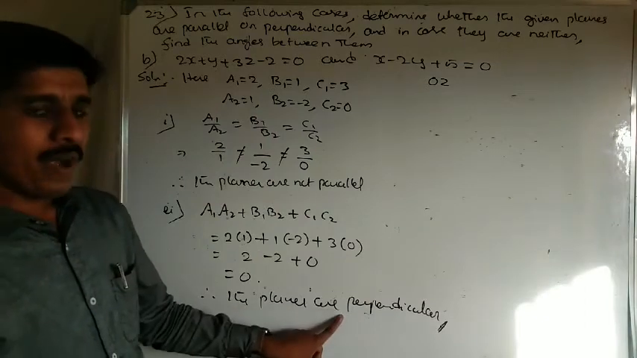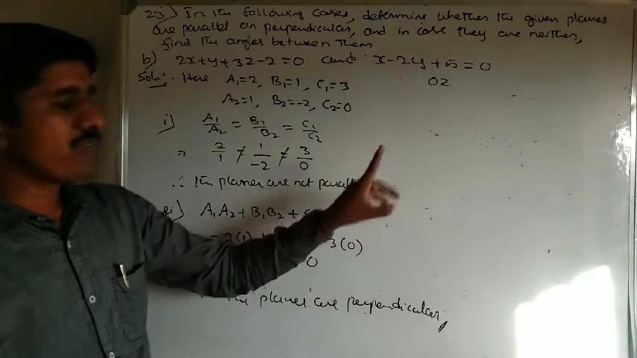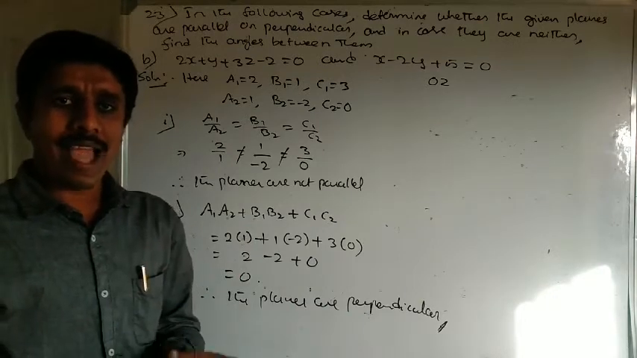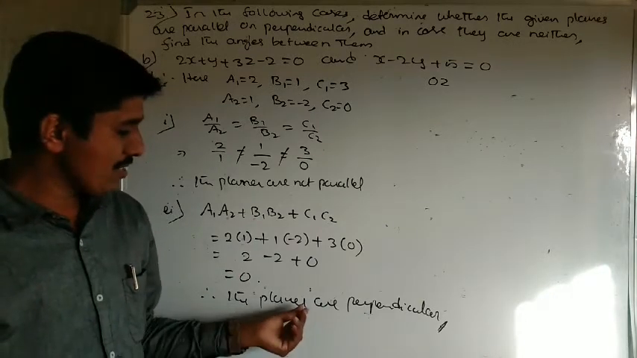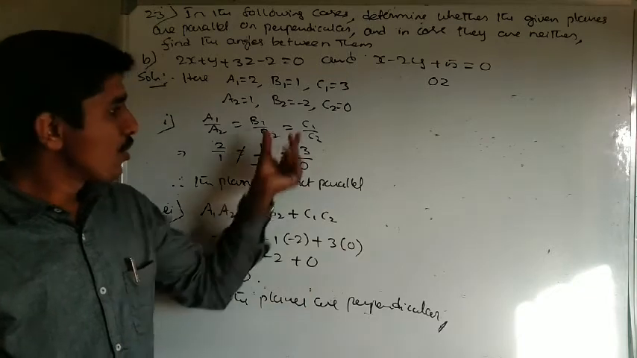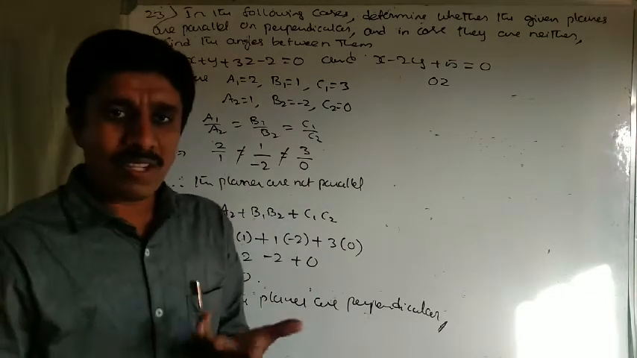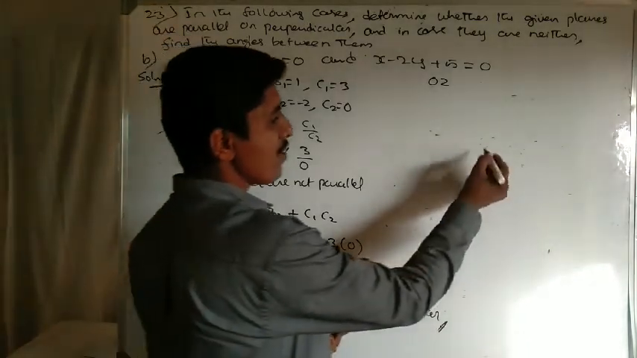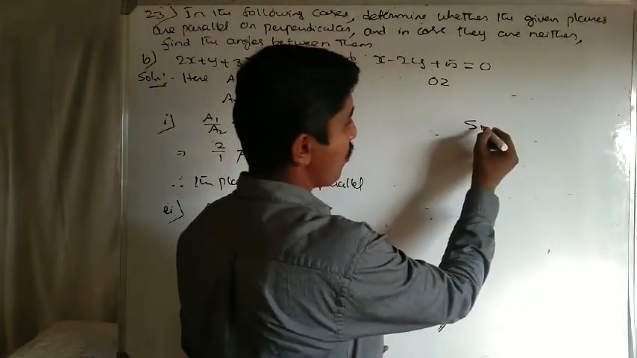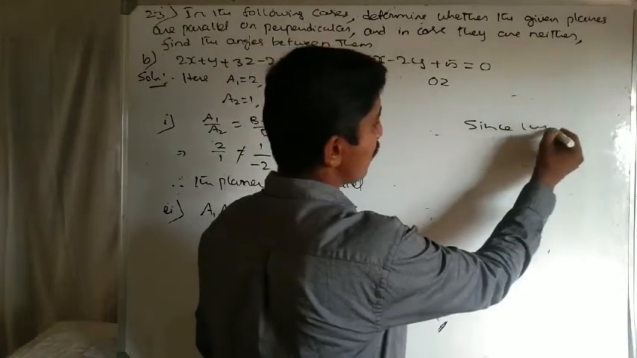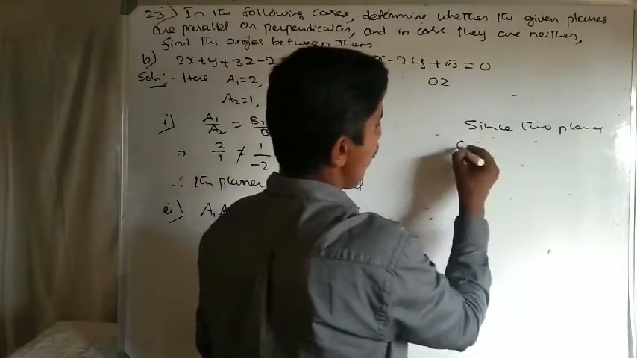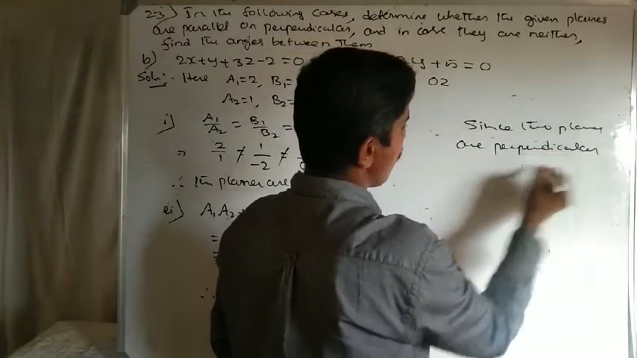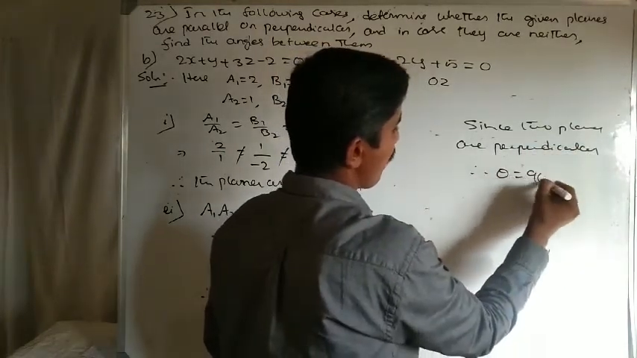Given the planes are perpendicular, mind it, there is no need to find the angle. Two planes are perpendicular means clearly the angle is equal to 90 degrees. Two planes are parallel means theta is equal to 0 degrees. Here, since the two planes are perpendicular, therefore theta is equal to 90 degrees.